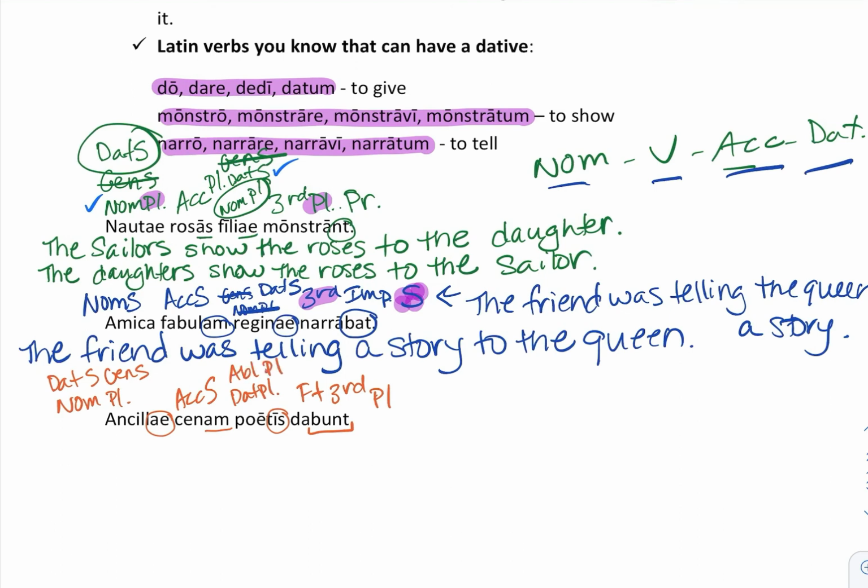Okay, so how are we going to choose? Well, we know that I haven't taught you genitive yet. And so that leaves us with the dative or nominative. Over on poetis, I haven't taught you ablative plural yet. That only leaves us with dative plural. And since that's the only thing it can be and we don't have an et, which means an and, between them, what we're going to do is make this one nominative plural. And again, nominative, verb, accusative, dative. That's the order we're going to do it in again.